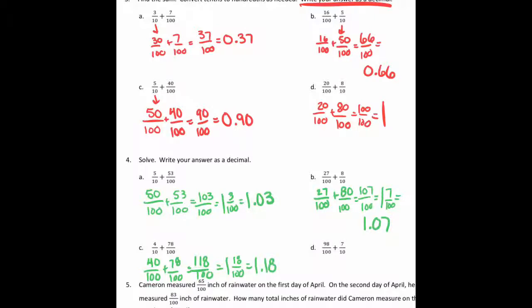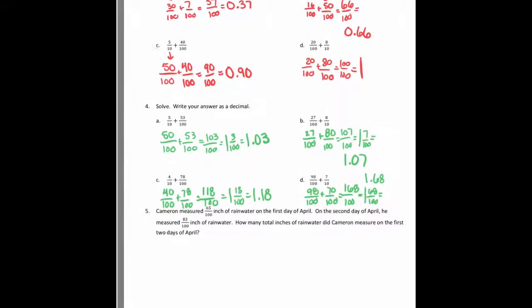Then on part D, we have 98 hundredths plus 7 tenths, which is the same thing as 70 hundredths. And when I add those together, I'm going to get 168 hundredths, which would be 1 and 68 hundredths when I take out that whole, which would be 1.68.